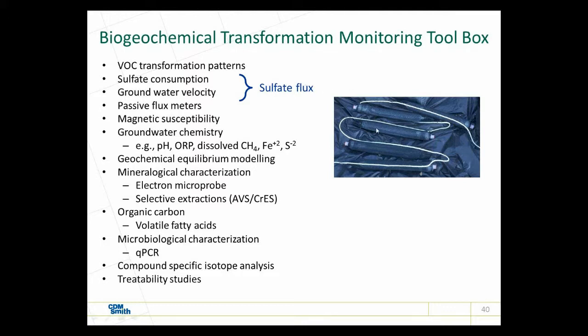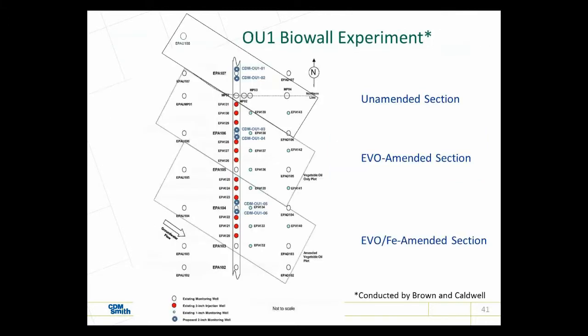You would need to put these one in an up gradient location and one in a down gradient location to get that number. So this was an experiment that was done by Brown and Caldwell under funding by the Air Force in collaboration with the EPA. And CDM Smith tagged on to this, also with funding from the Air Force, to implement these monitoring tools and try to figure out what was going on.